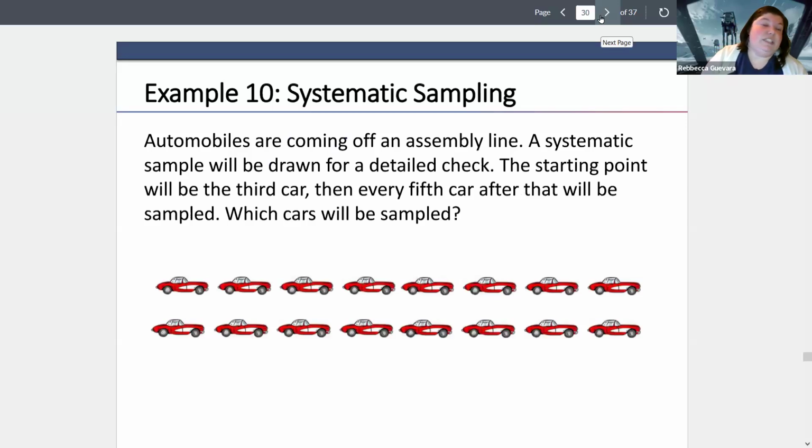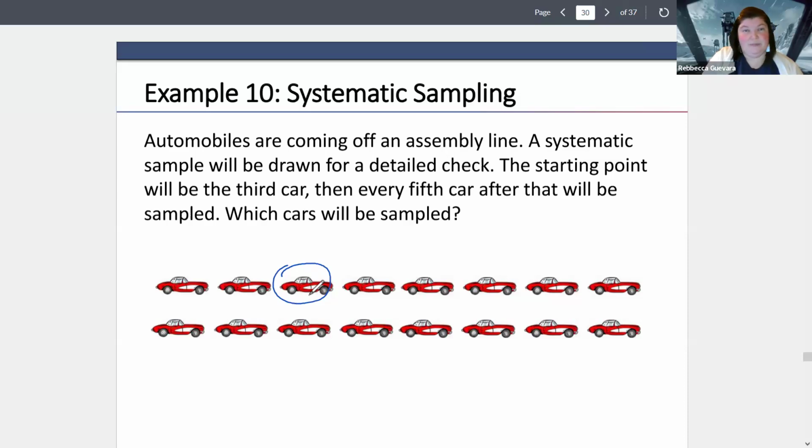So as an example here, automobiles are coming off an assembly line. A systematic sample will be drawn for a detailed check. So like I said, just like with the cars. The starting point will be the third car. So we don't always have to start at the first. So we're saying we're starting at the third car. And then every fifth car after that will be sampled.